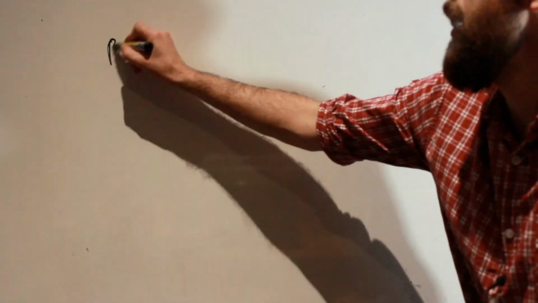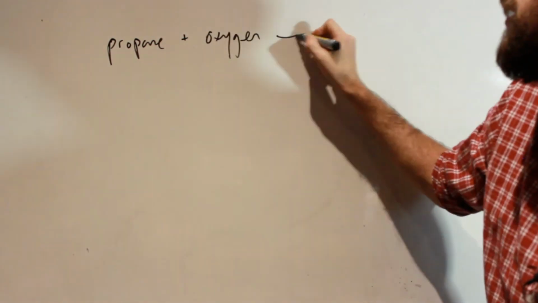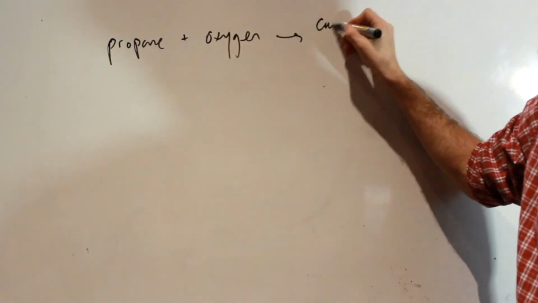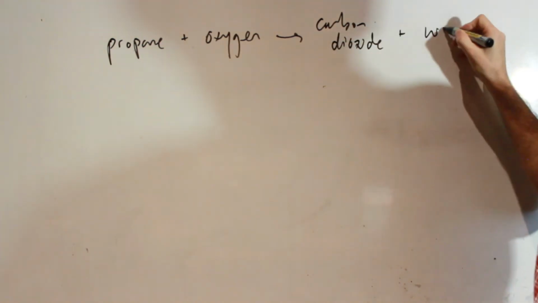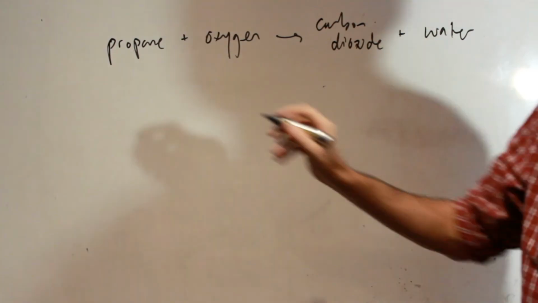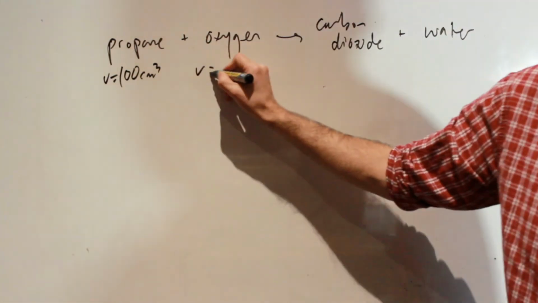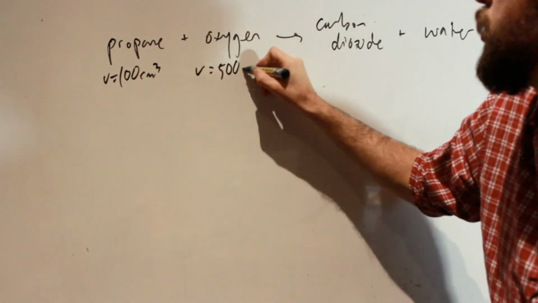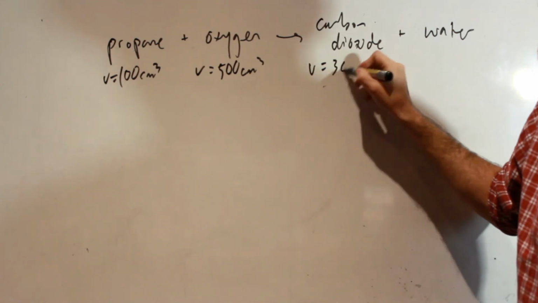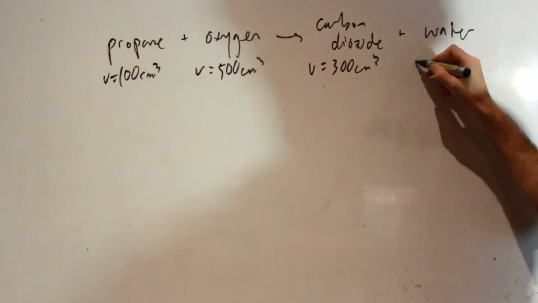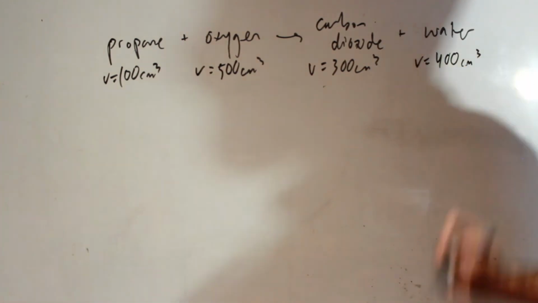So we have propane reacting with oxygen, combustion reaction, to form carbon dioxide plus water, where we have 100 centimeters cubed propane, we have 500 centimeters cubed of oxygen, 300 centimeters cubed carbon dioxide, and 400 centimeters cubed of the water.